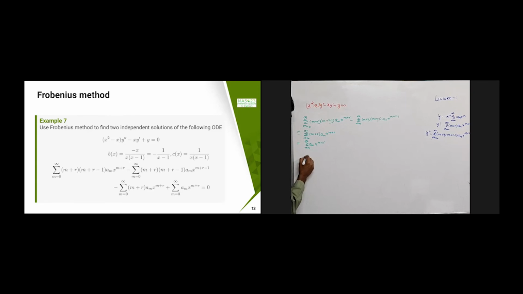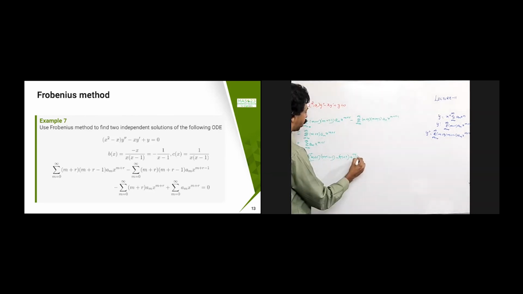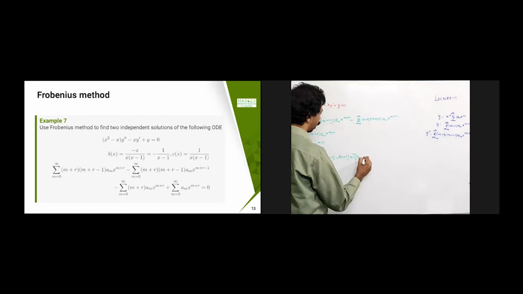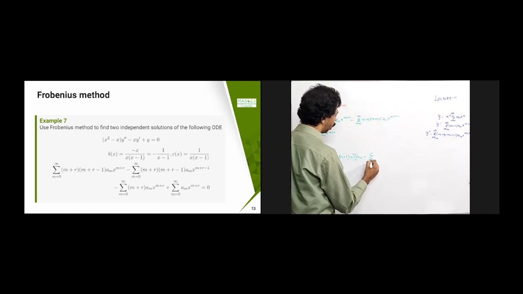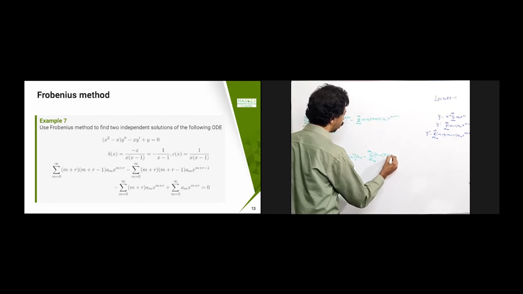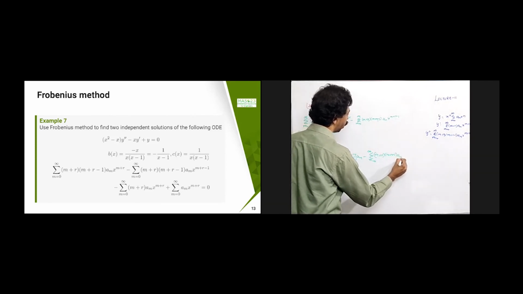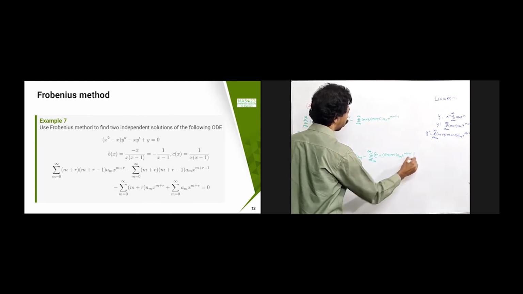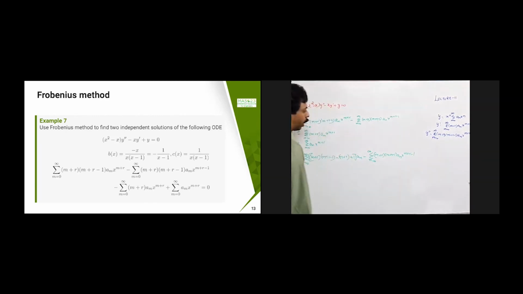So this is going to become summation m equal to 0 to infinity of (m plus r) into (m plus r minus 1), plus minus (m plus r), plus 1, into am. Minus, I have one term here, summation m equal to 0 to infinity (m plus r) into (m plus r minus 1) into am into x power m plus r minus 1. Now if I equate that, it is equal to 0.